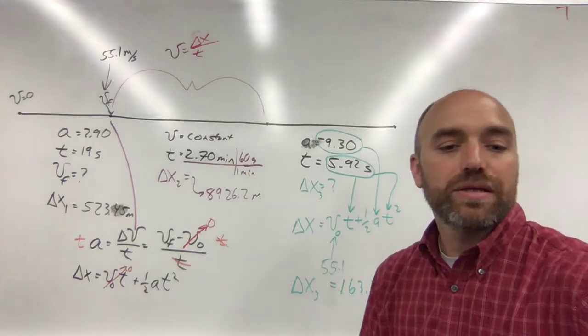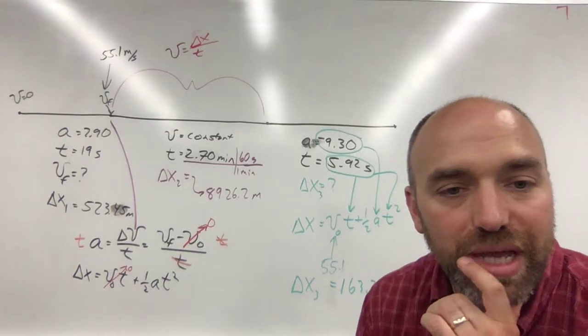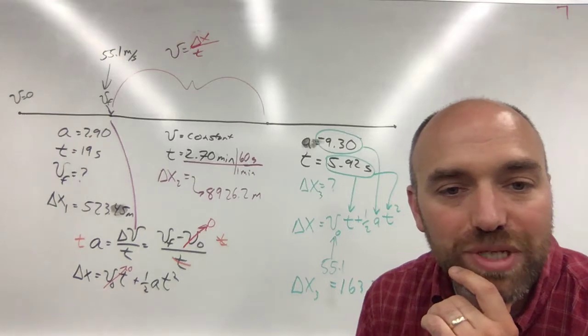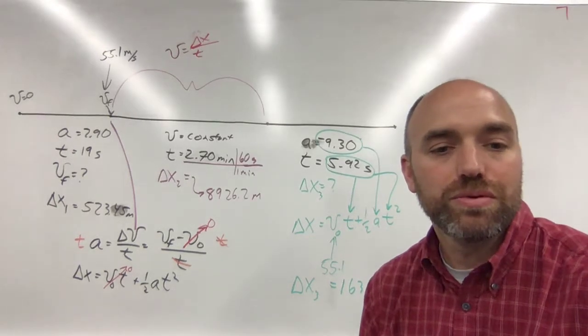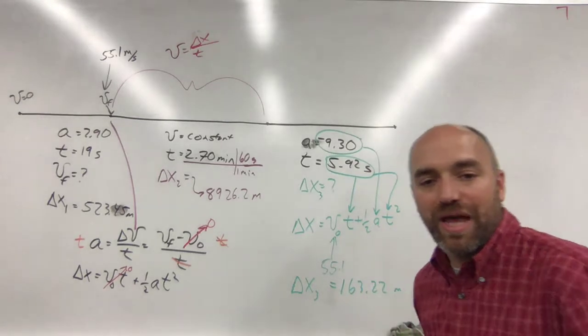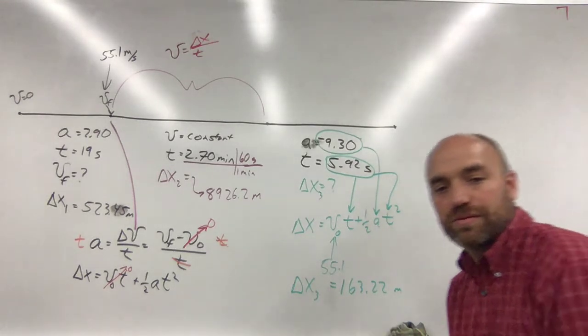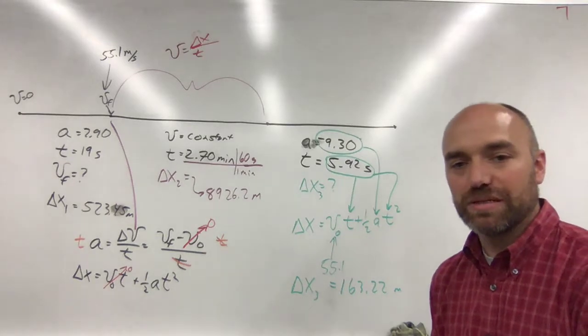Okay, that's part A. Part B asks, what is the average speed for each of the three legs and the total trip? So how do you find average speed? How do you find speed?